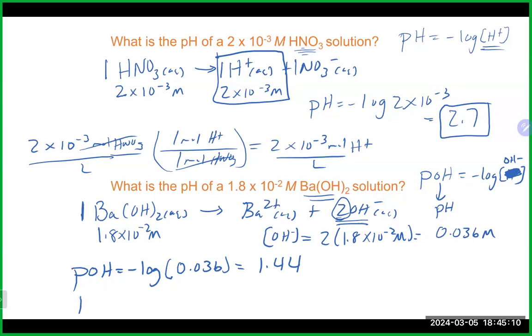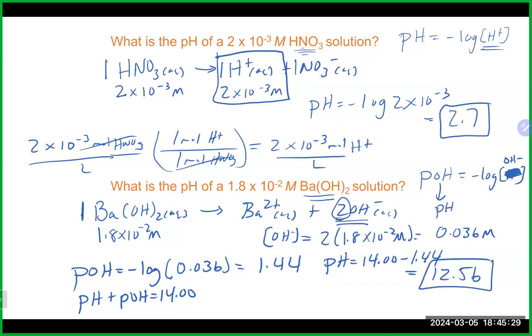Probably the easiest thing to do would be take the pH plus the pOH, which equals 14 at this point. That means the pH would equal 14 minus 1.44. And we'll do a little minus 14 action there, 12.56. That definitely is a basic pH. Any questions on that one?